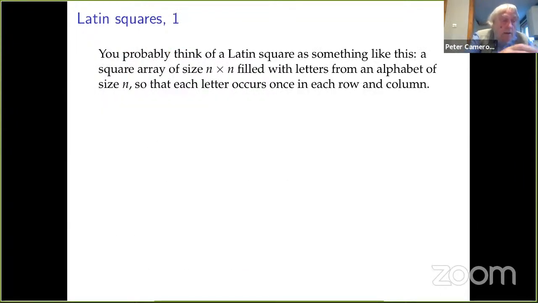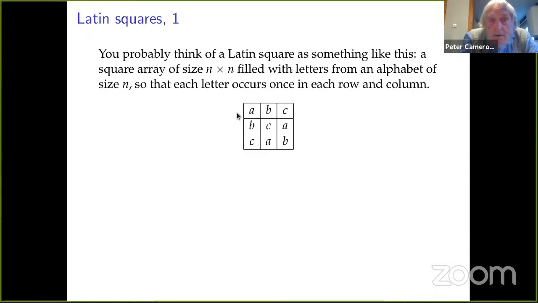Right, so now we're moving towards the diagonal business, but we have to stop and think about Latin squares first. So I hope you've met Latin squares in some bit of discrete mathematics before, and you probably think of it like this. A Latin square is a square array of size n by n, with boxes filled with letters from an alphabet of size n, and the requirement is that each letter should occur once in each row and once in each column.